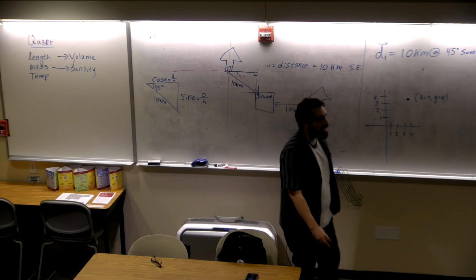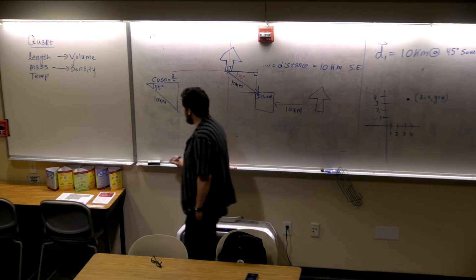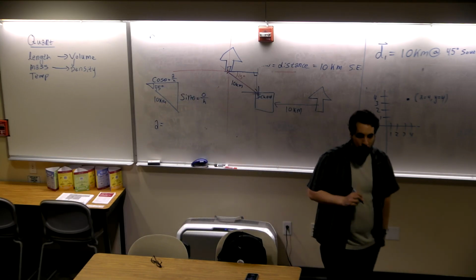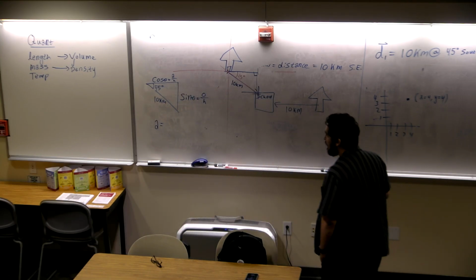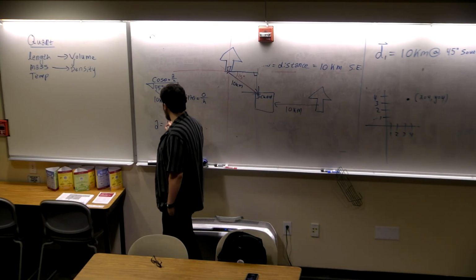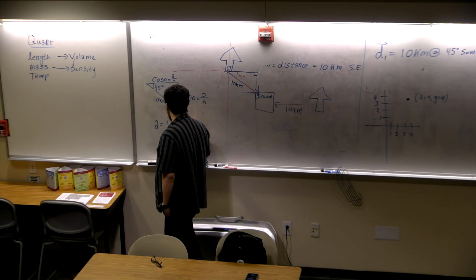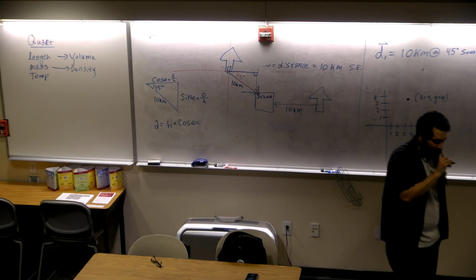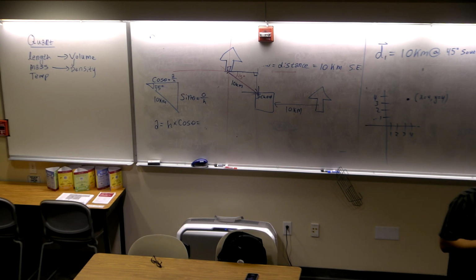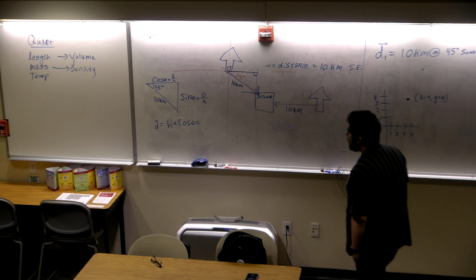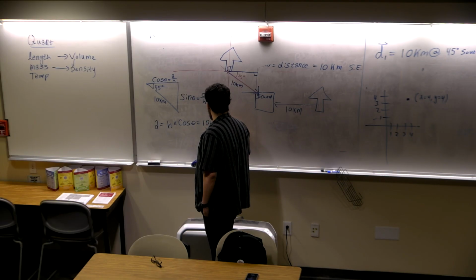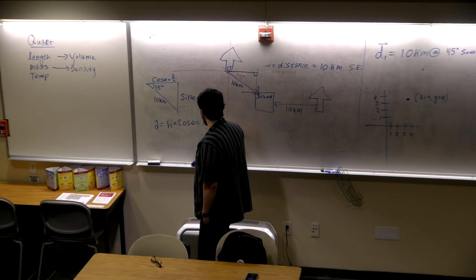Everybody, take out your calculator. We are going to find the adjacent leg of our right triangle. The adjacent leg, well, that's going to be hypotenuse, 10 kilometers, multiplied by the cosine of theta, cosine of 45 degrees. Make sure that you are in degree mode on your calculator, not radians.